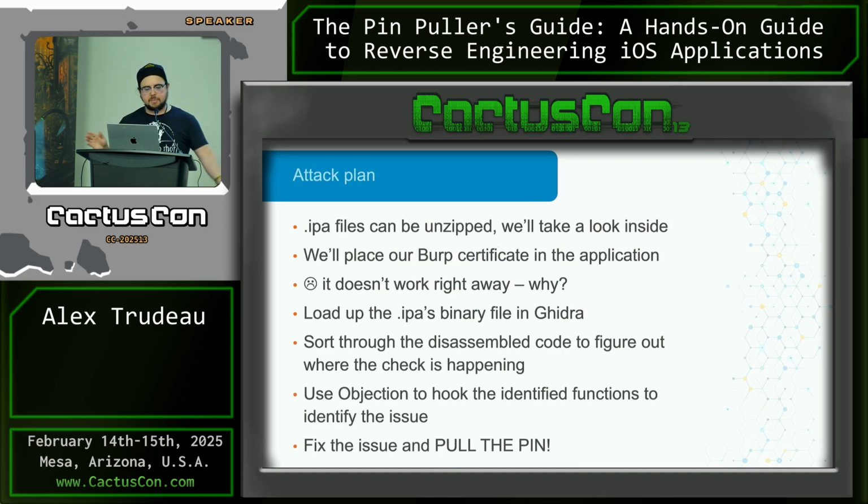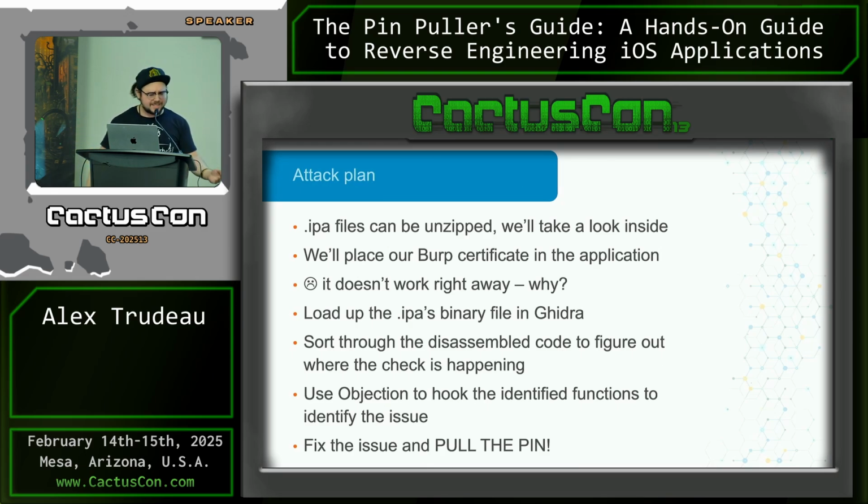So here's the attack plan. We have the .ipa file, which contains the application. It can be unzipped, so we're going to unzip it and take a look inside. We're going to place the Burp certificate inside of the application, because anytime as pen testers we see a certificate, we think, I'm going to put my Burp certificate in there, and then we're good to go, we're good to proxy traffic. But it's not going to work. Spoiler: it doesn't work right away.